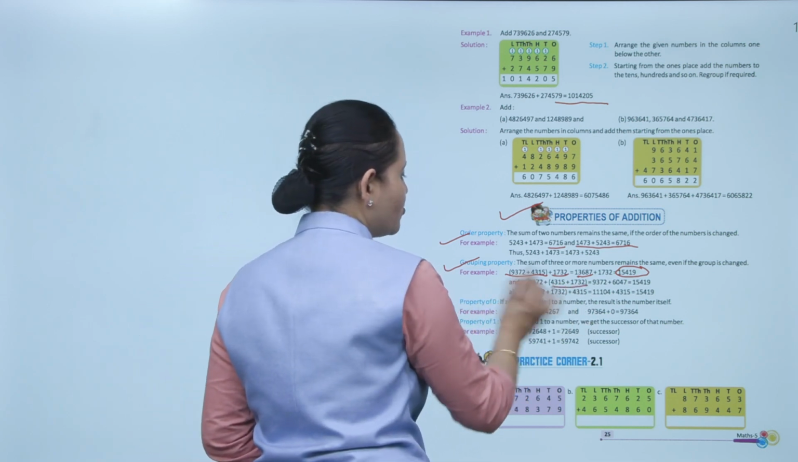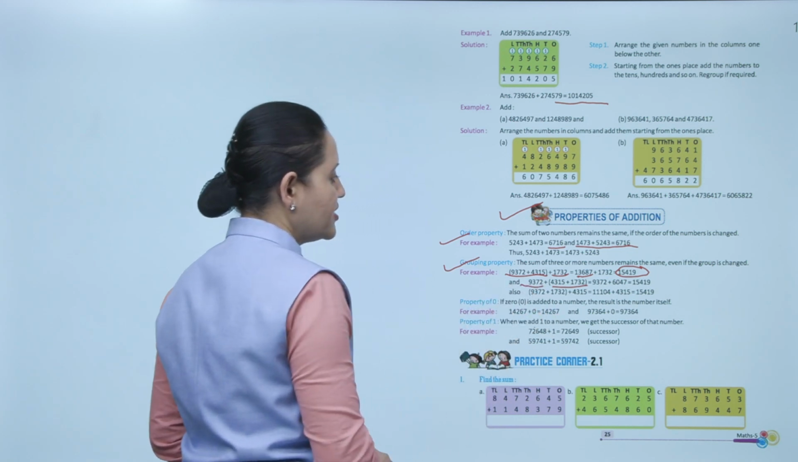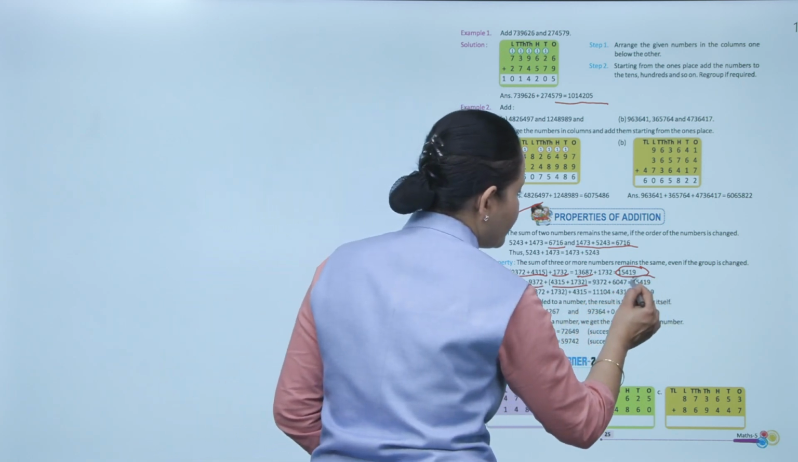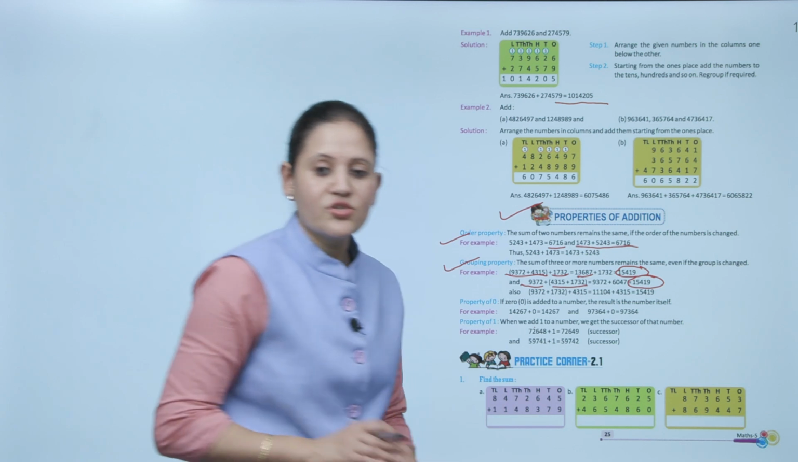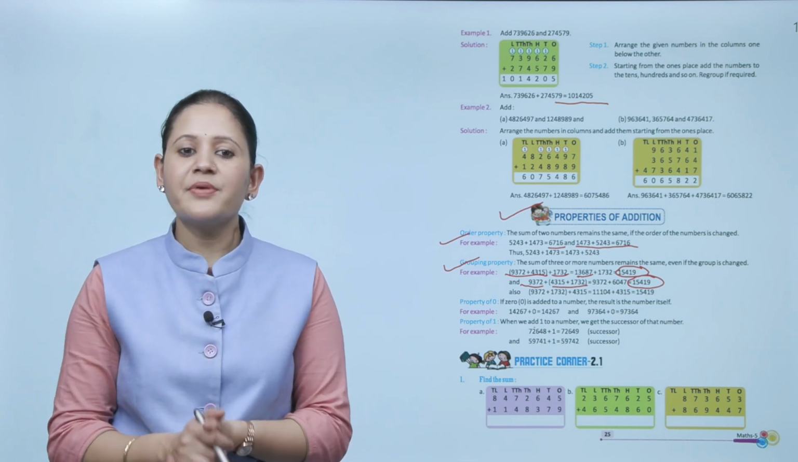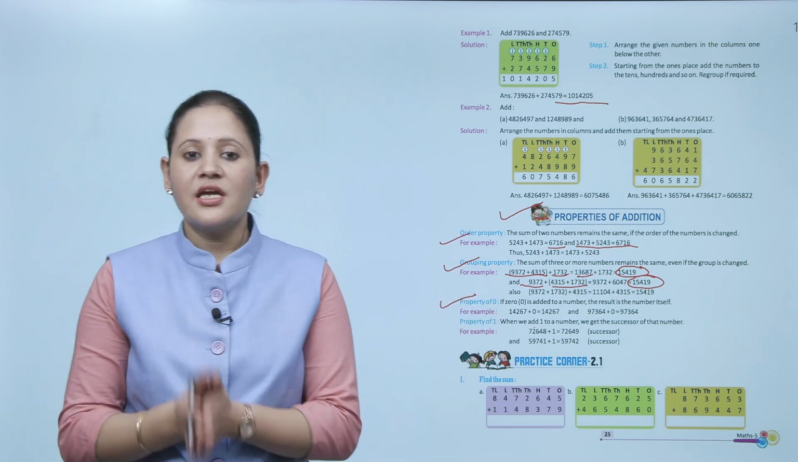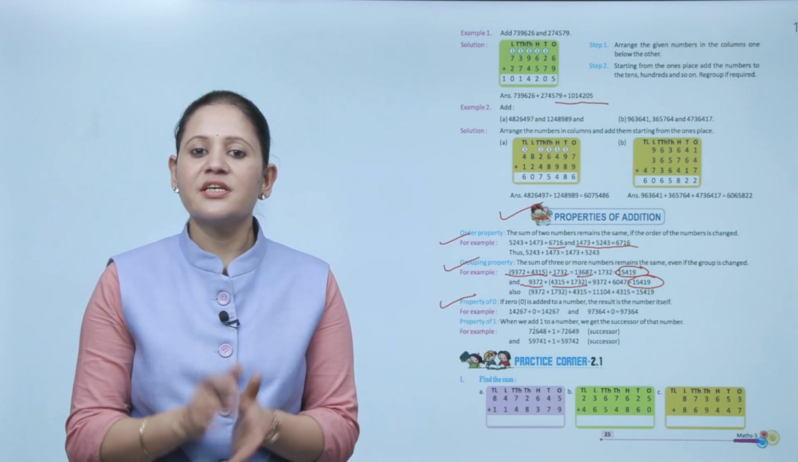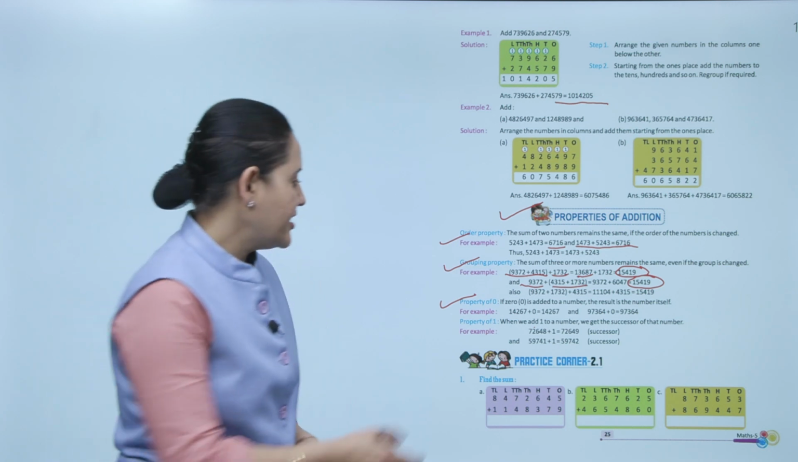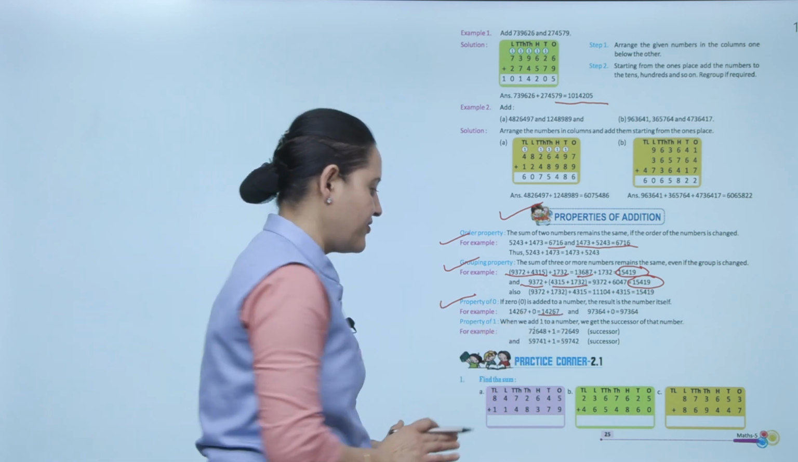Now we have changed the grouping. We have added these two numbers and to the sum we have added 9,372. Again the sum is 15,419. So if we change the grouping, the sum will remain same. Next, property of 0. If 0 is added to a number, the result is the number itself. Like here, we have added 0 to this number, we will get the number itself.